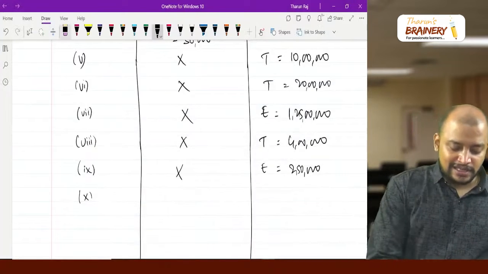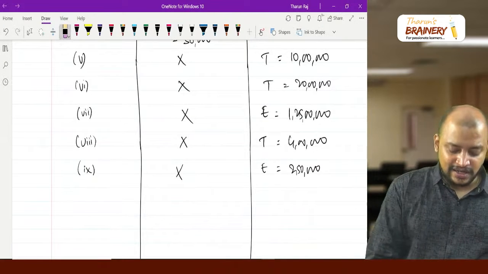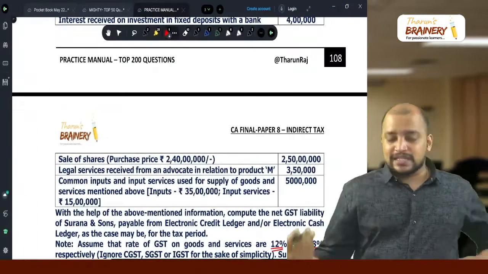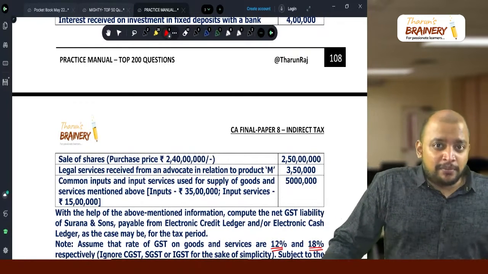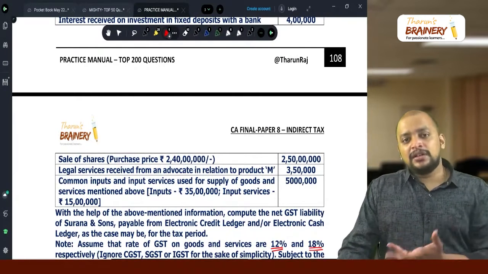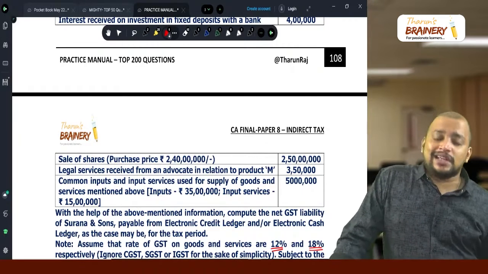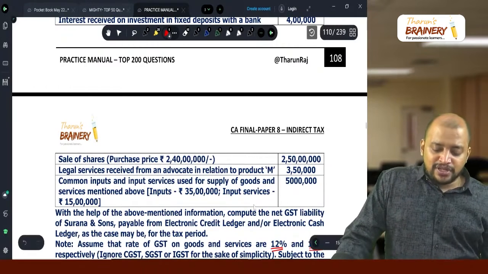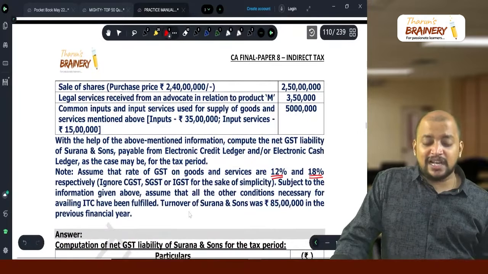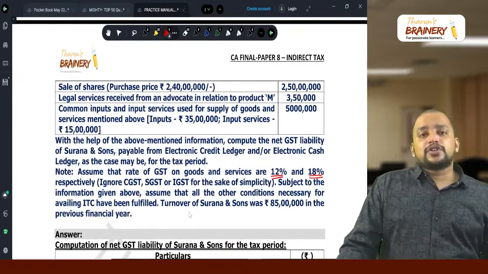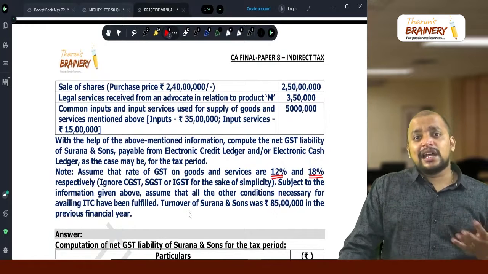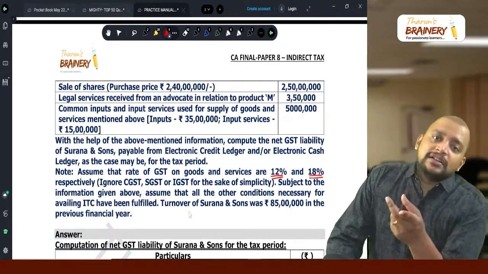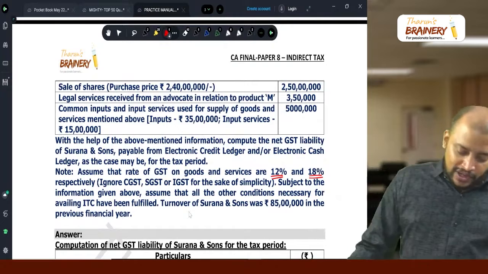Then next transaction. Legal services received, that is inward supply. Legal services received from an advocate in relation to product M. Product M is what? Taxable. So on that legal service fully we can take the credit. Common inputs and input services: input 35 lakhs, input services 15 lakhs. On that 35 lakhs and 15 lakhs, we can definitely take the ITC, but it will undergo reversal. So exempted to total.